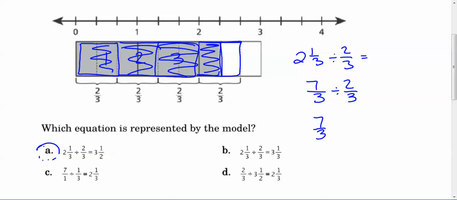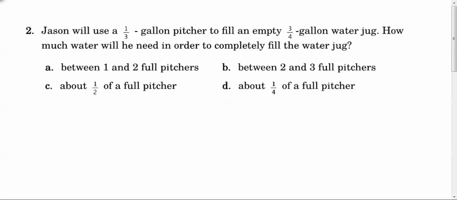So 7/3 times 3/2. You could go ahead and multiply that ahead of time, or you could simplify before you multiply, which I like to do. That would simplify out that 3 as a numerator and 3 as a denominator. So 7 times 1 is 7, and 2 times 1 is 2. So that equals 7/2, which is otherwise known as 3 1/2. So the correct answer is choice A. That's one thing I wanted to talk about with you quickly. And I'm going to pause this for a second.